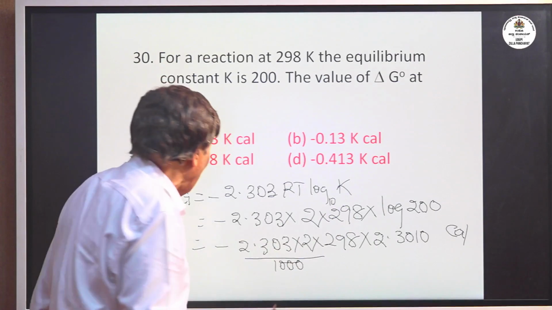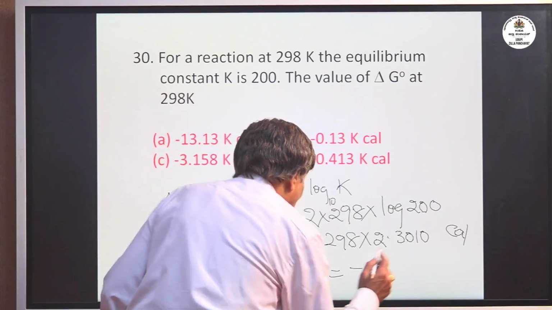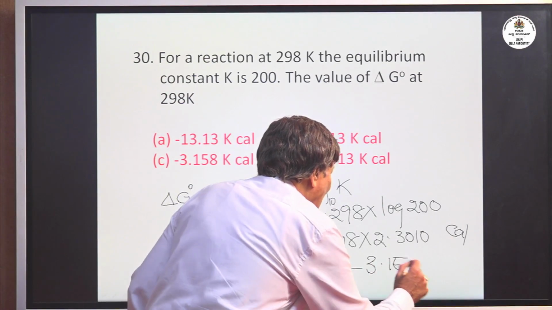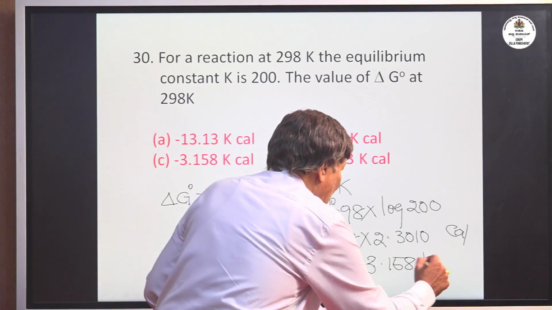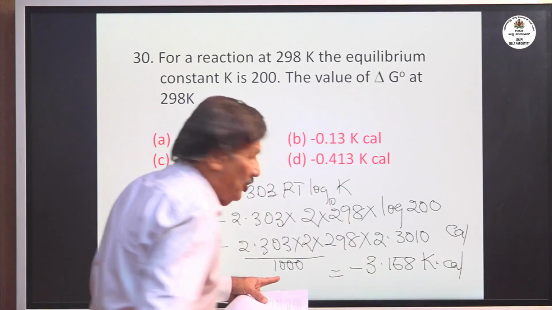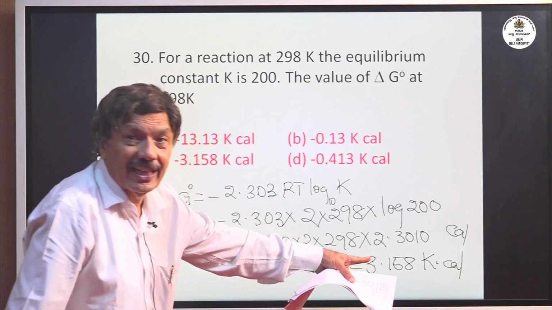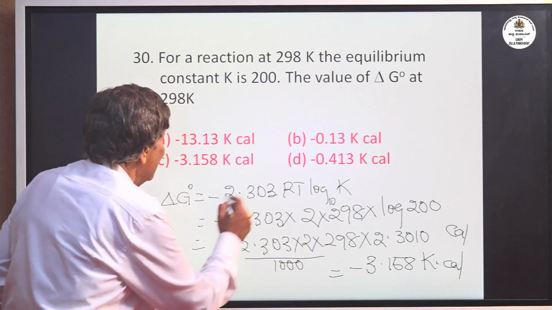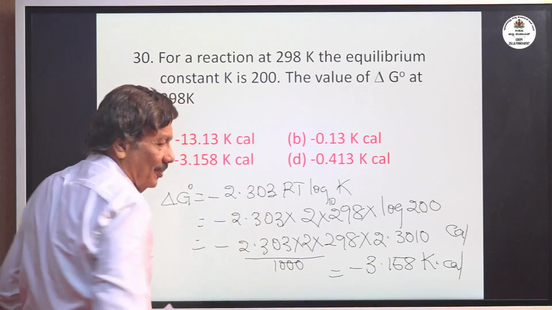If you simplify, it will be minus 3.158 kilocalories. You understood why I have to divide by 1000? Because the options given are in kilocalories. Minus 3.158, option C is the right answer.